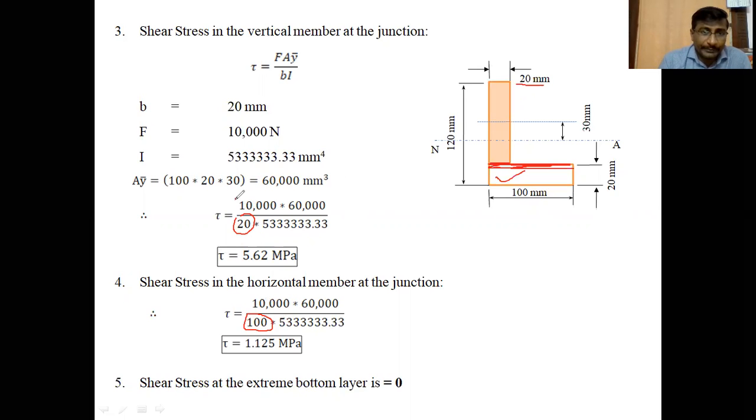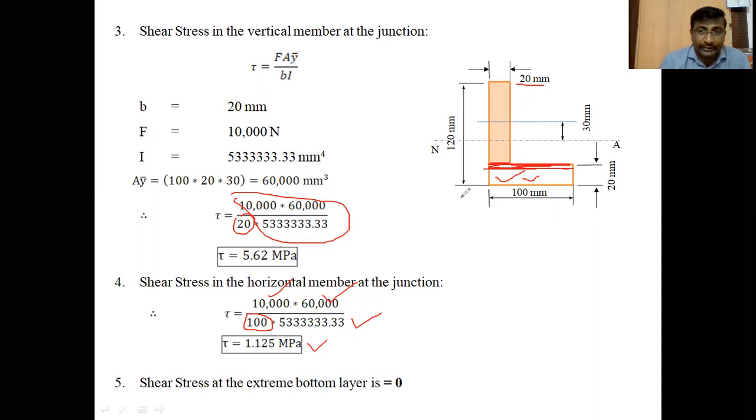The remaining parameters are all the same. F, A Y bar, and I are the same. F is 10,000 newtons. A Y bar is 60,000, divided by I, which is 5,333.3, and B is 20 in the previous case, but in this case 100 mm. The breadth of the horizontal member is 100 mm. Therefore, we get the shear stress in the horizontal member at the junction as 1.125.